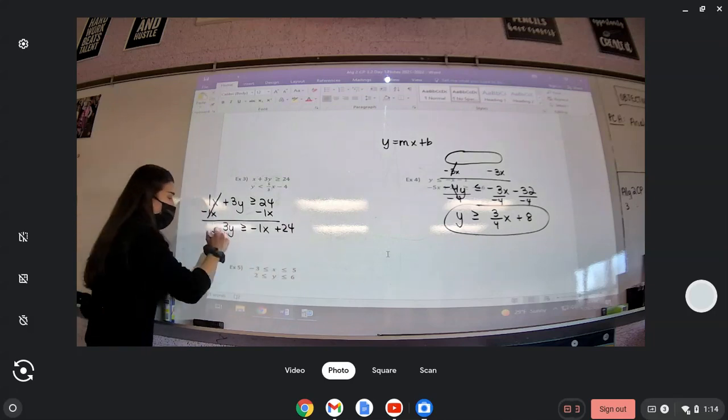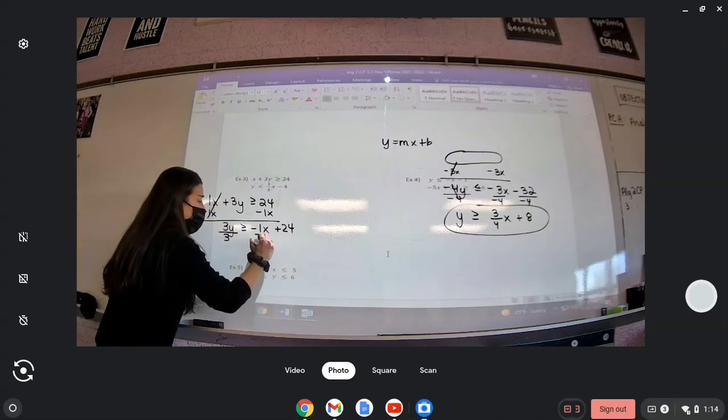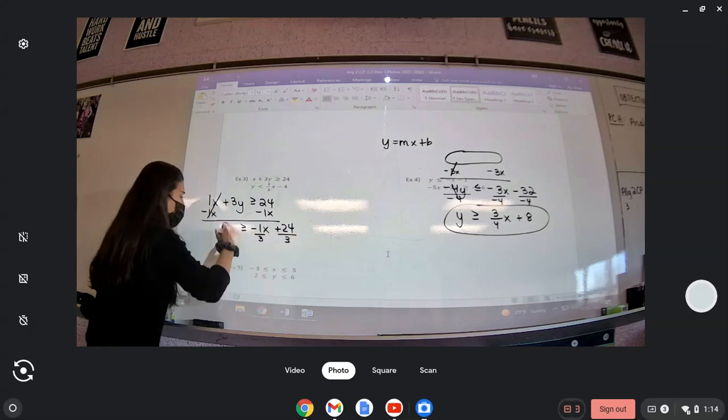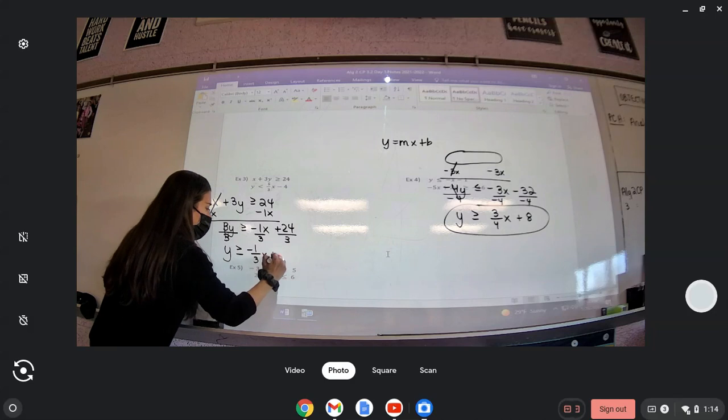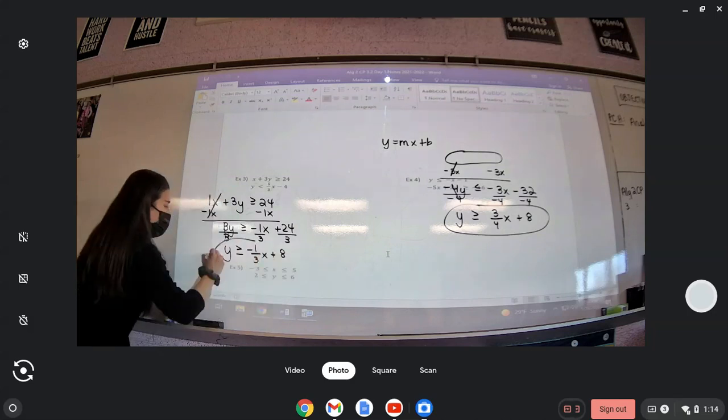To get y by itself, guys, I'm about to divide by 3. Should I flip my symbol? No, right? Only if you divide by a negative. Okay, hopefully you feel pretty comfortable with this.